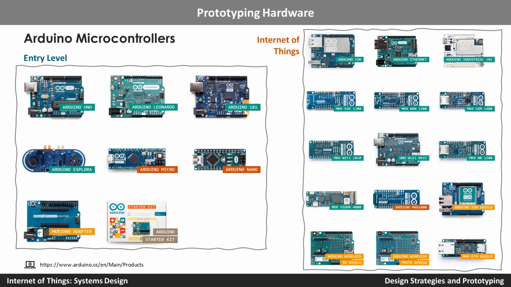As shown in this slide as well as the next slide, there are many different types of Arduino microcontrollers. Each one is designed for a specific purpose. Some are entry-level microcontrollers, some are Internet of Things specific, where they come with Wi-Fi by default, or maybe Bluetooth by default, or LoRaWAN by default. So there are a lot of different microcontrollers being developed to support different types of development.